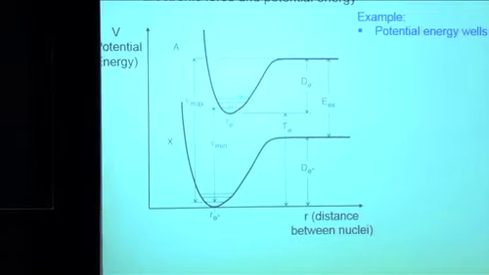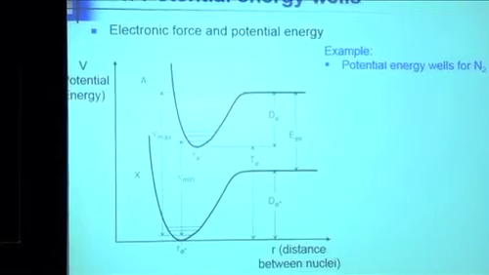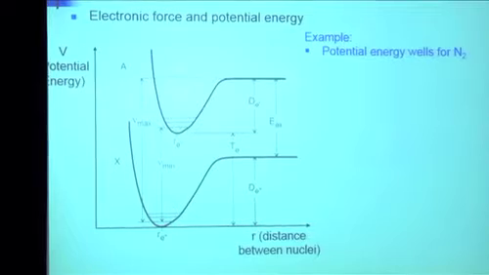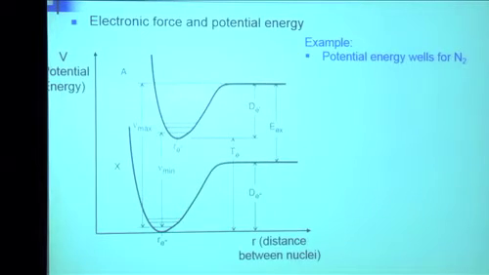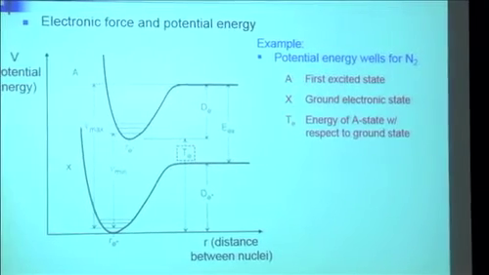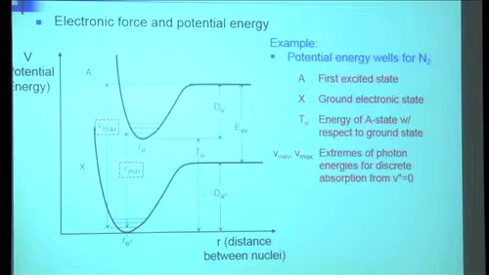So this A state will have a different value of R_e. It's a completely different molecule, just because you've changed an electron. You've changed the molecule, so you think of it as a separate molecule. So usually X for the ground state, A for the first excited state. T is this energy separation here between the minima.